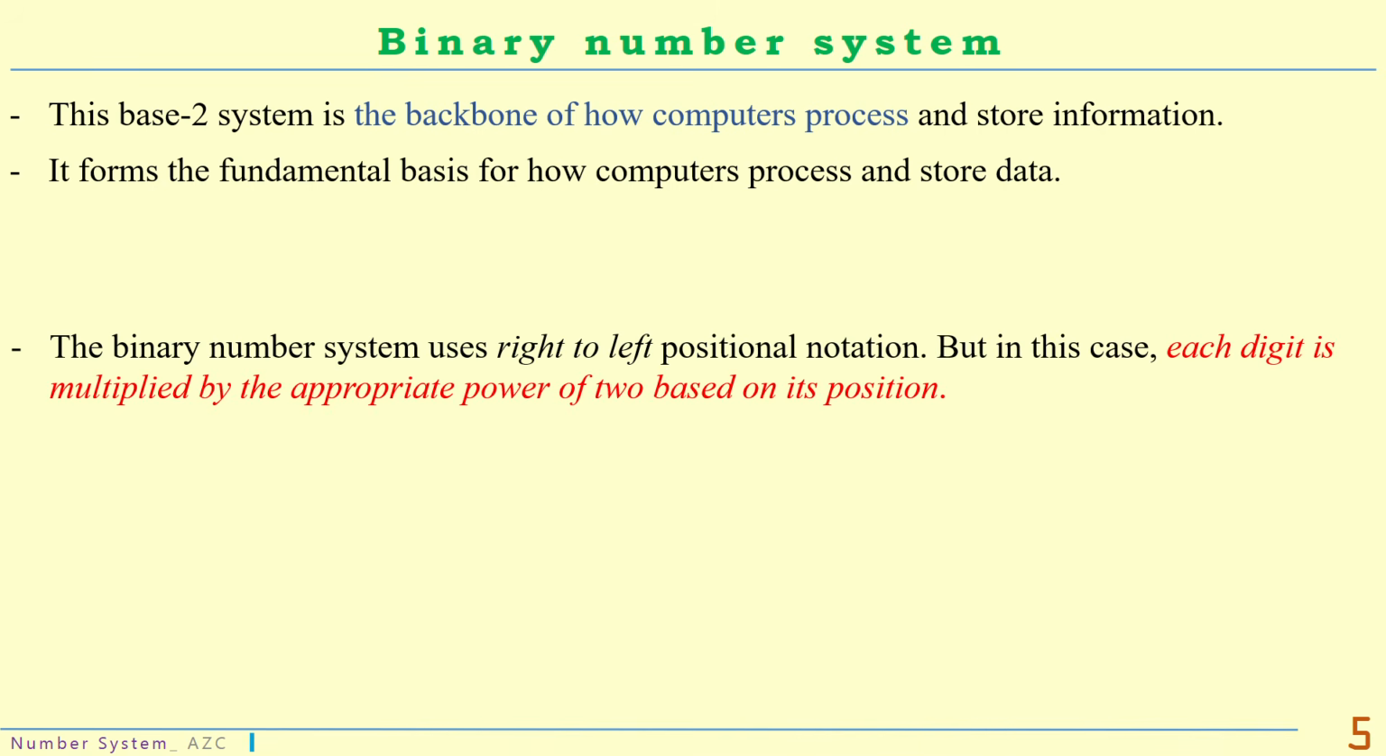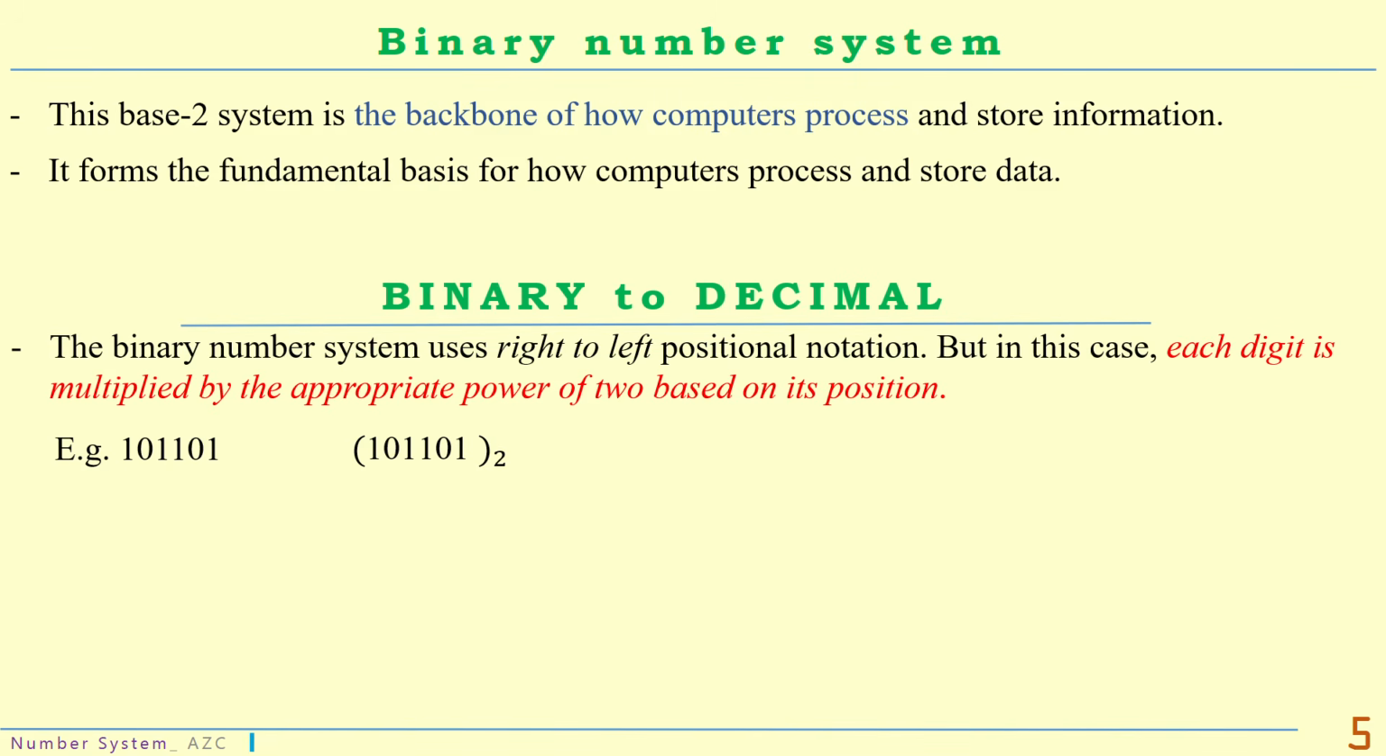The binary number system uses right to left positional notation, but in this case, each digit is multiplied by the appropriate power of 2 based on its position. Example of binary number 1 0 1 1 0 1. The best representation is with base 2 as shown here.